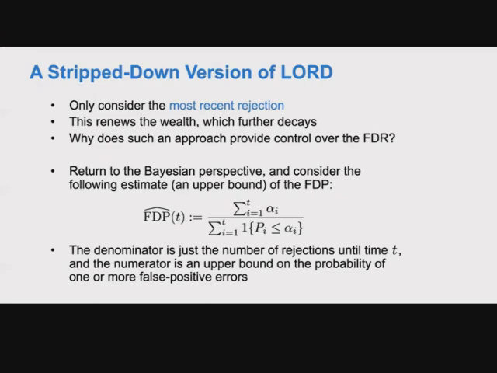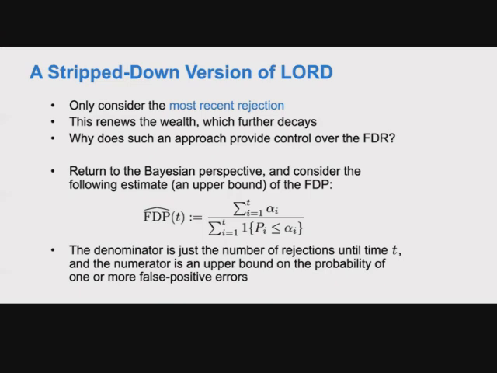Okay, so remember what the FDP is. The FDP is the false discovery proportion. The FDR is the expectation over that. We're going to consider the following estimate, which is an estimate of the FDP. The numerator, the first term, is the sum over i equals 1 to t of alpha_i. That's just an upper bound on the probability of false positives in the first t trials.